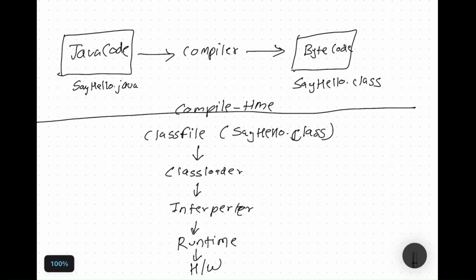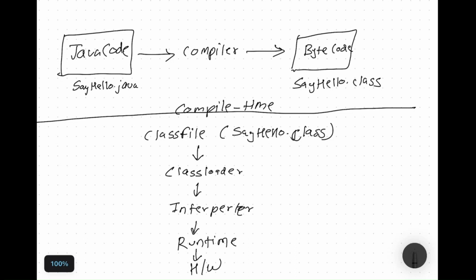Compile time error will be when there is a problem with your syntax. So during compilation, the compiler will catch those errors. But there are sometimes runtime errors also. One of the runtime errors is if you divide anything by zero, you will get a division by zero exception, because practically speaking, you cannot divide anything by zero. So that comes during the runtime.